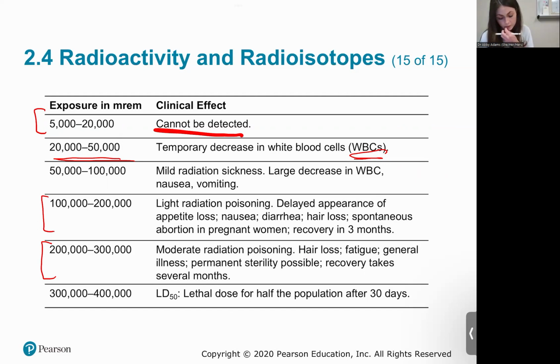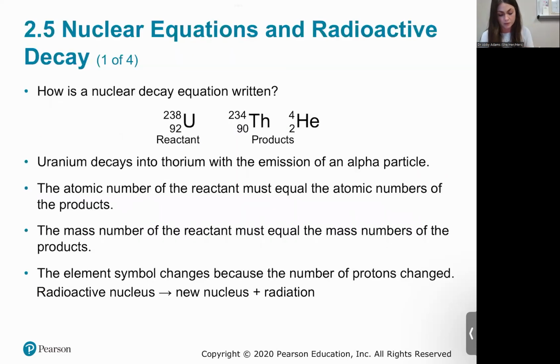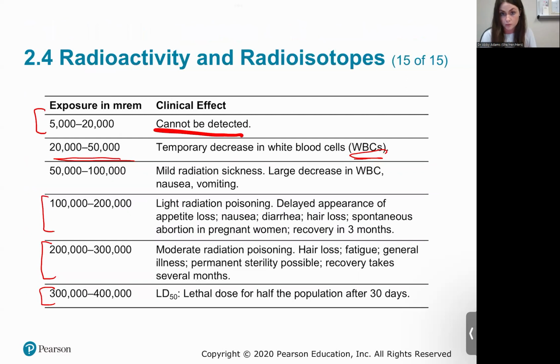The lethal dose for half the population at 30 days is 300,000 to 400,000 millirems. That's a lot. So that table is a pretty good summary. I'm going to stop there, and we're going to go through some problems for 2.3 and 2.4.